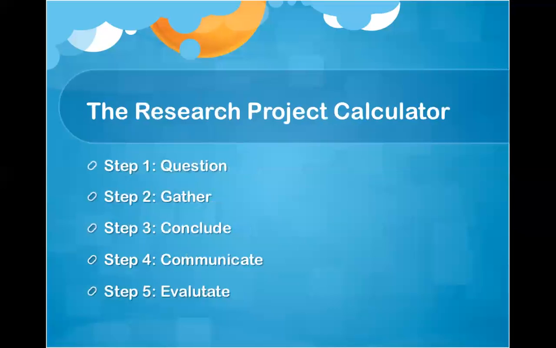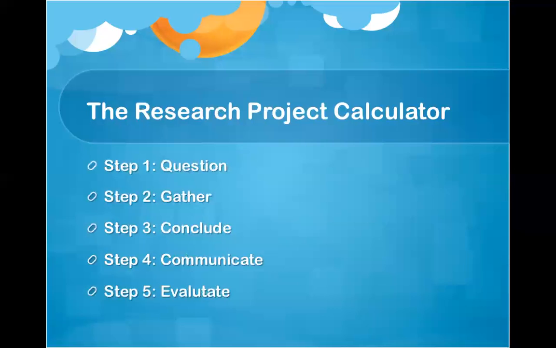The second model that I looked at was the research project calculator model. This is very similar to the Give Me Five model. A lot of the wording for the steps are essentially the same. Step 3 looks a little bit different, where it's already in the conclude step, but the question, the gathering, the communicating, the evaluating, those are very similar to the Give Me Five.